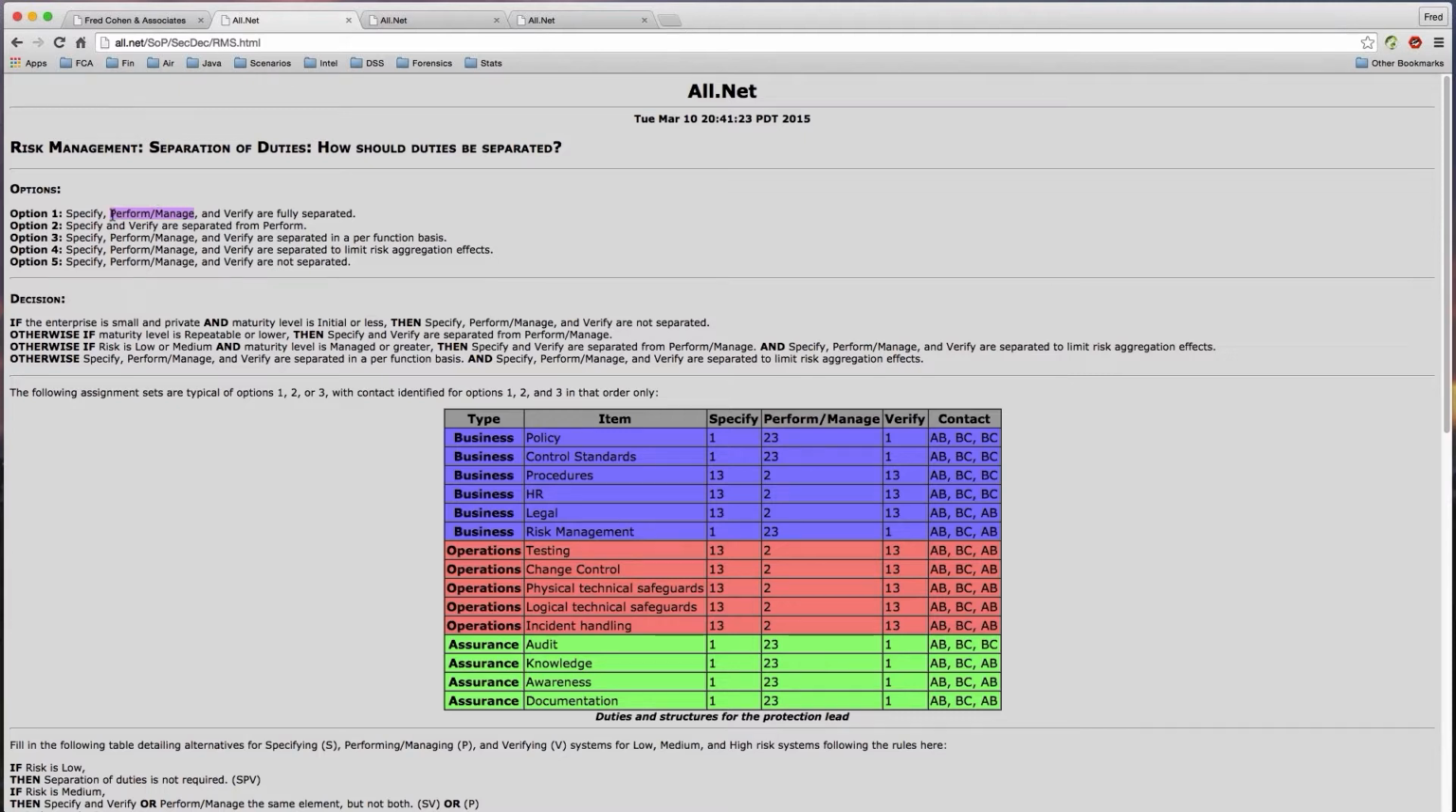And also, of course, in the information protection business, the management and performance of protective functions is where the big money is. And we're in this niche market of specify and verify only.